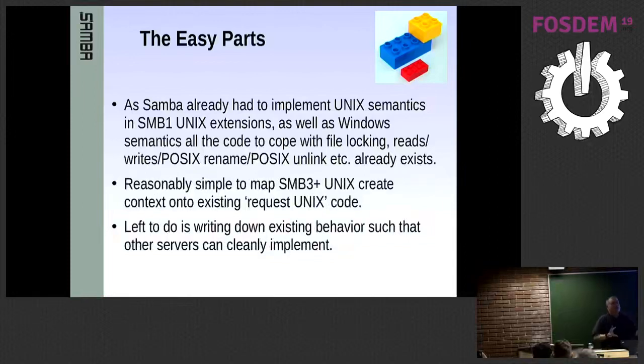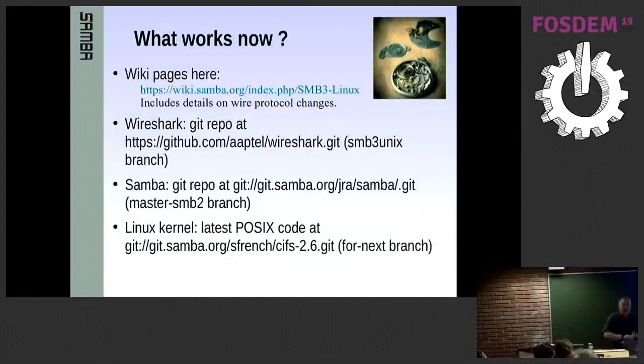I need to write down this behavior to make it explicit and write tests to make sure that everyone understands what the protocol should do and be. So, what works now? There's a wiki link, wiki.samba.org, that explains the details of the wire protocol changes. There is a Wireshark extension, I think Aurélien did it, though I think he's just left, that will decode these extensions inside Wireshark. Here is my test branch, which I keep rebasing as master changes.